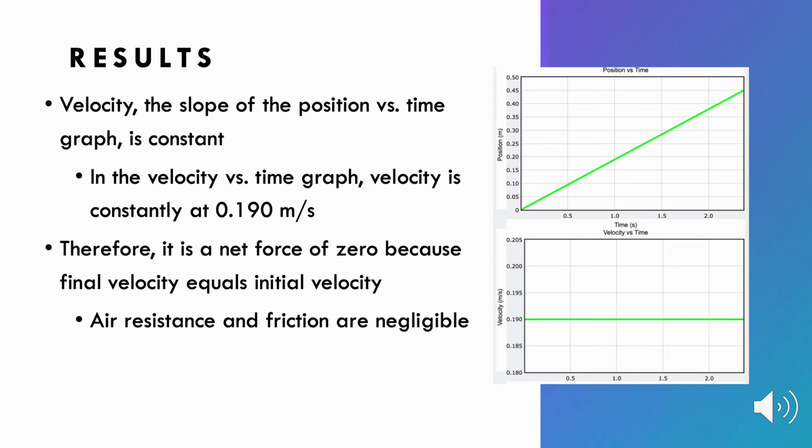The results of the computational model show that velocity is constant at 0.19 meters per second. Therefore, there is a net force of zero because the final velocity is equal to the initial velocity. In this case, air resistance and friction are negligible.